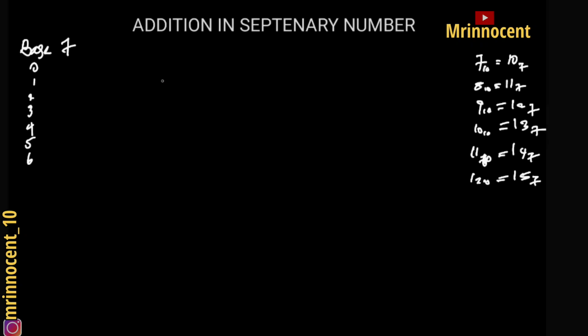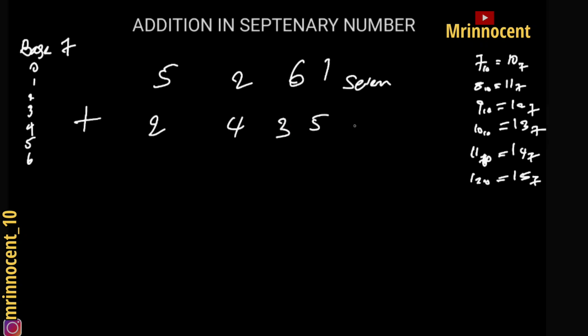Let's look at more examples. We have 5261 in base 7 plus 2435 in base 7. 1 plus 5 is 6, and 6 in base 7 is 0, remainder 6. Write the remainder 6. 3 plus 6 is 9.